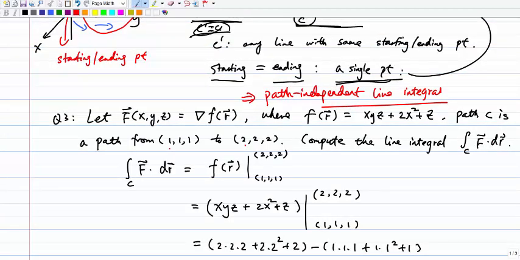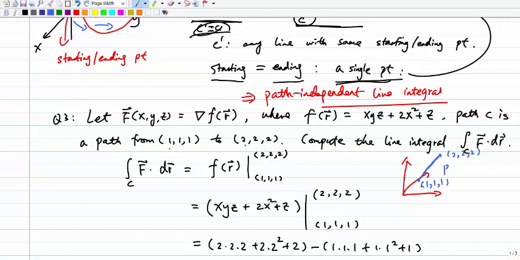Of course, one approach you can do is to find a path. Let's say I started from (1, 1, 1), the starting point, and let's say here is (2, 2, 2), somewhere over here, right? I'm going to draw a line, a path, from (1, 1, 1) to (2, 2, 2). I didn't tell you the path. You can choose any path, whatever path you select.